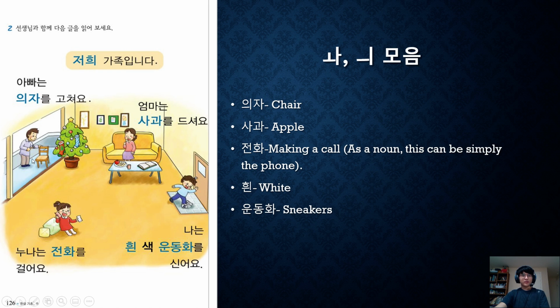So you can see that is 고쳐ing a chair, or fixing a chair. My mom is helping herself to apples. 사과를 드셔요. 누나는 전화를 걸어요. She is making a call. 나는 흰색 운동화를 신어요. I am putting on white sneakers.